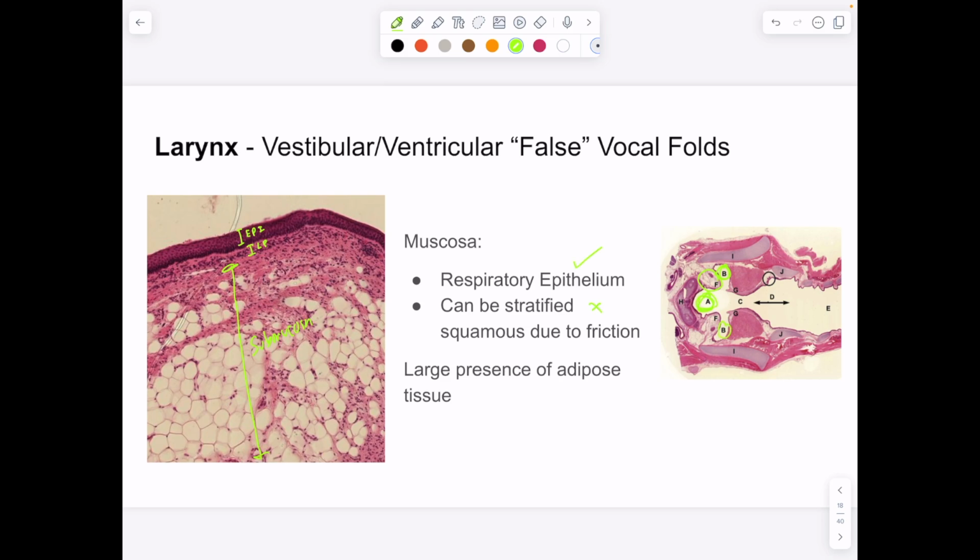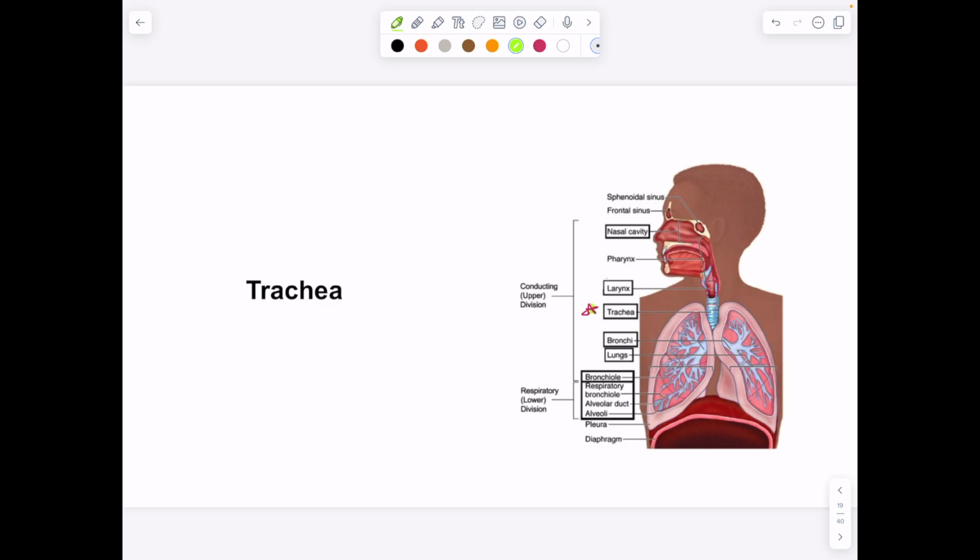If you have friction, you could have stratified squamous, but how can we identify this? It's just an enormous amount of adipose tissue in the submucosa. Again, our lamina propria in this region has a lot of cells, and then we see here epithelium overall. All right, so that brings us, we are now done with the larynx.